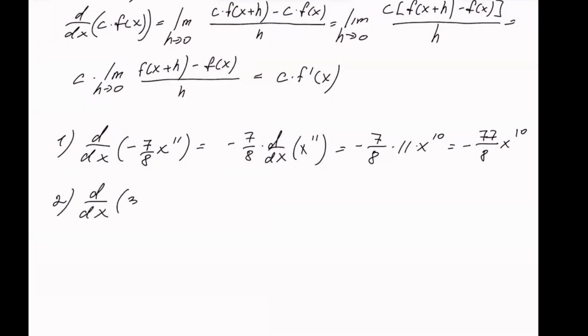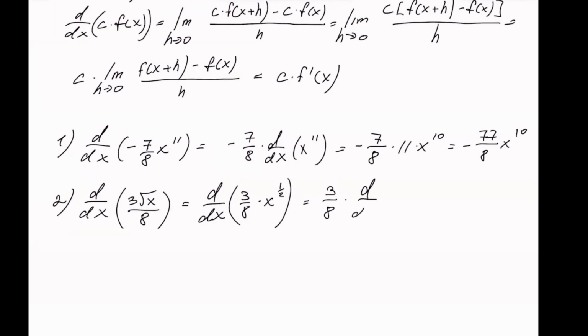Okay, another example: d dx of 3 square root of x over 8. In this case, let's represent the square root of x as a power. So we would have d dx of 3 over 8 times x to the power of 1 over 2. Now we can factor out this 3 over 8, and we would have d dx of x to the power of 1 over 2.